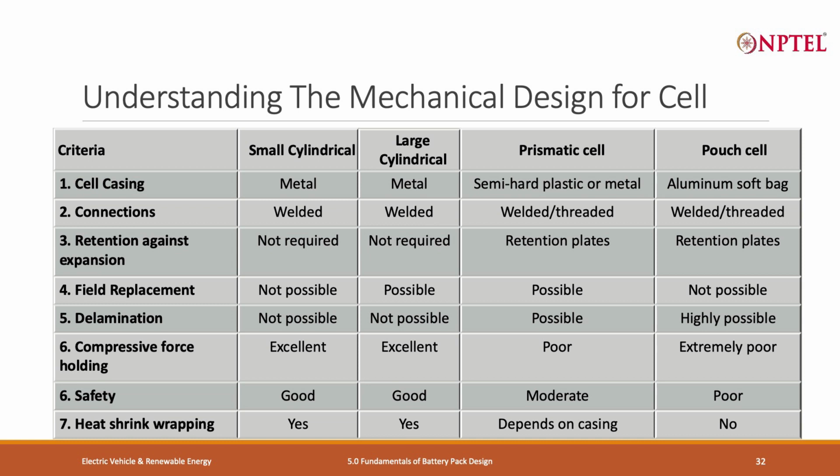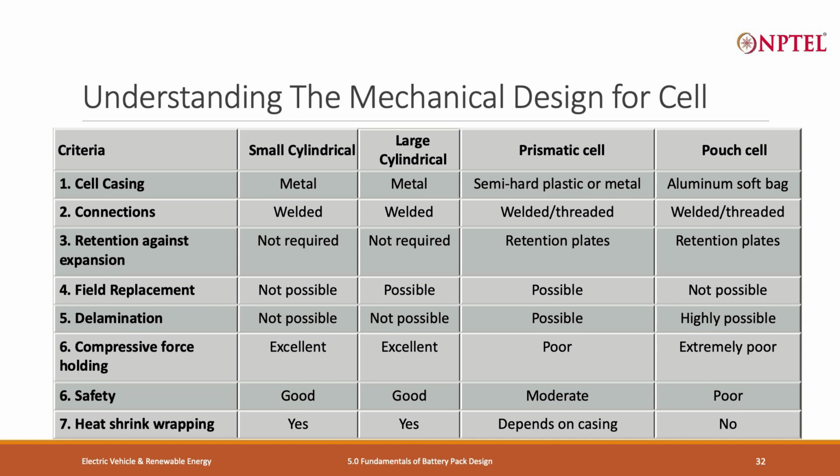Now compressive force holding. If you see, third and sixth are just opposite to each other. So by virtue of design, if something works for third, it will work for sixth also most of the time. So it's very good in cylindrical cells, not so good in prismatic cells. Pouch cells, it's very bad. Safety, considering third and sixth, is good for cylindrical cells. Moderately okay for prismatic, because most of the time you have a metal casing. So it's moderately good. However, in pouch cells, you don't have any hard casing, so it's not so good, it's poor.